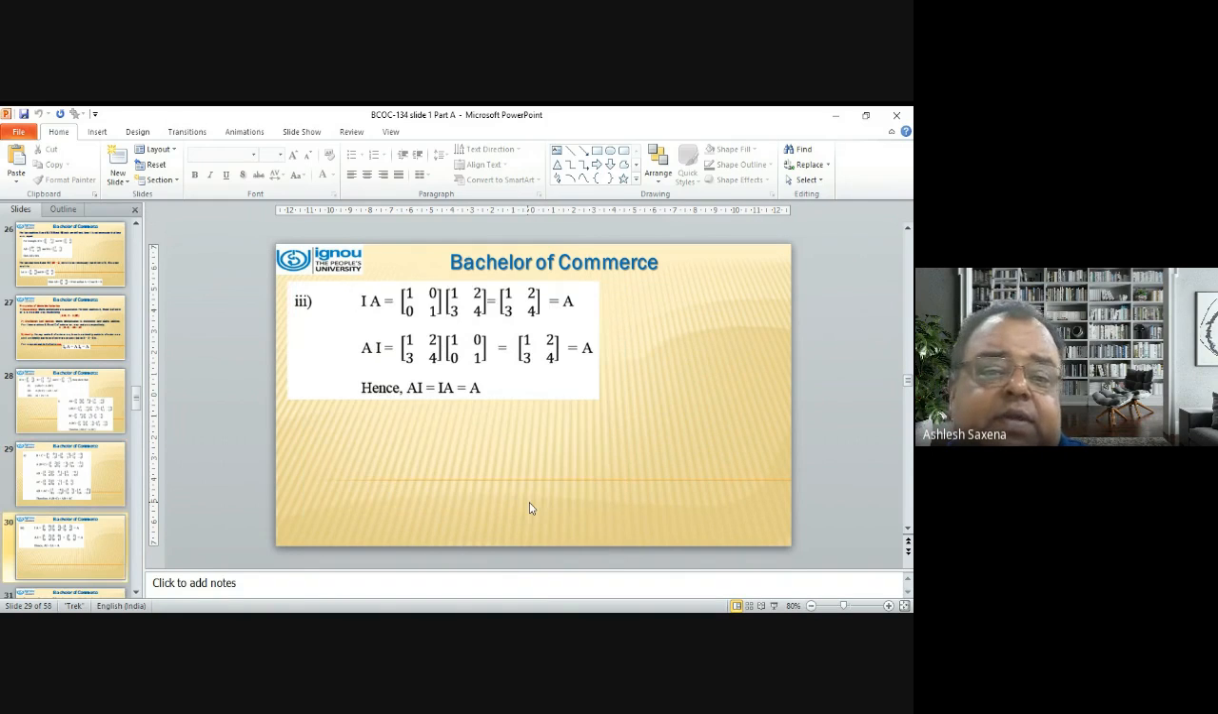Third one, we will be taking identity matrix. Here you can see that IA. A is a 2 by 2 matrix. That means your identity matrix will be a 2 by 2 matrix. And identity matrix is that matrix in which diagonal elements are 1 and all other elements are 0. Now we will be multiplying this. We are going to get 1, 2, 3, 4, which is similar to A.